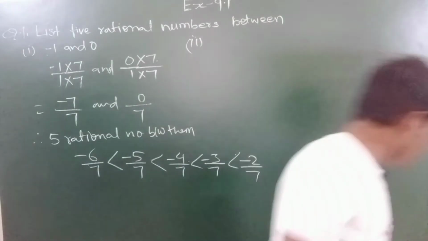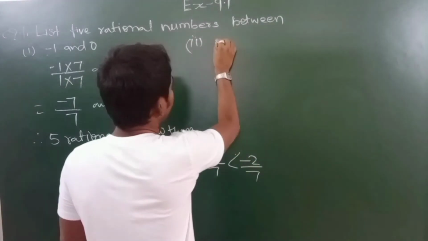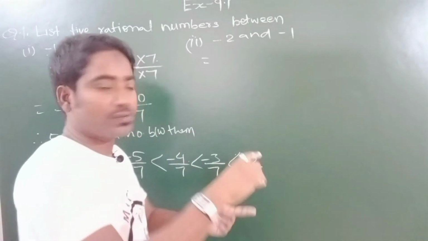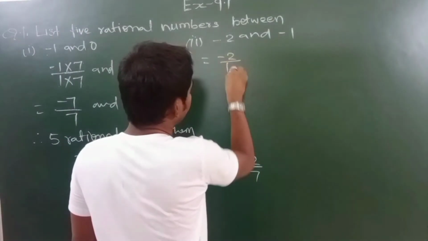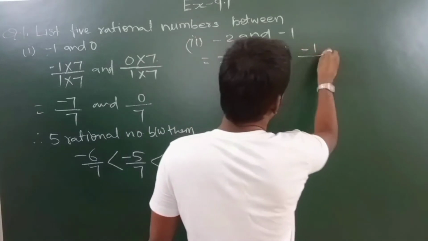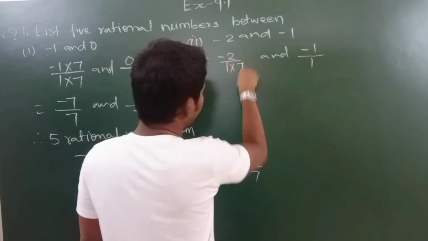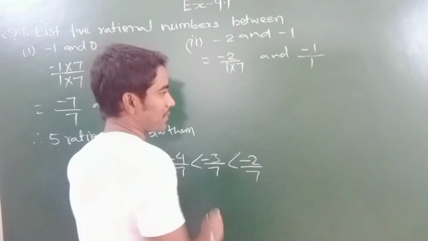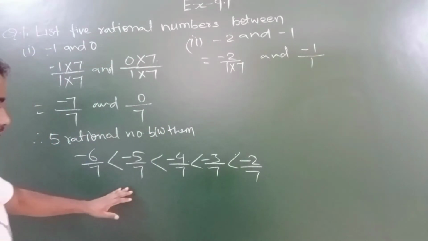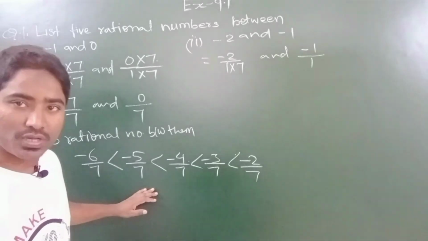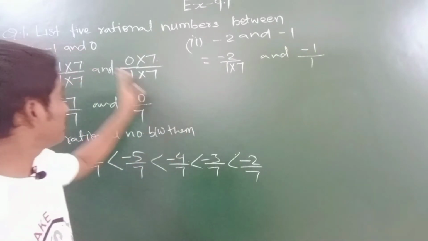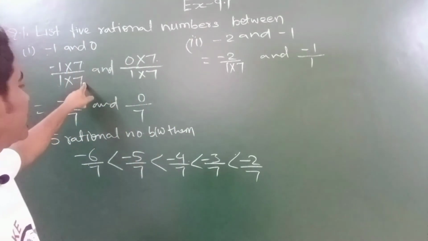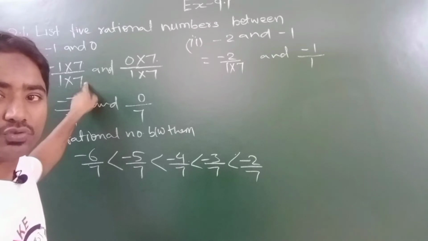Segment number 2: we have to find out rational numbers between -2 and -1. Similarly, again here also we will multiply. Here -2/1 is there and here -1/1 is there, so multiply by 7 or by 6 or by 8 or by 10, any number you can multiply. And keep one more thing in mind, students, you may get different answers. As I told you, between any two given rational numbers there are infinite rational numbers.